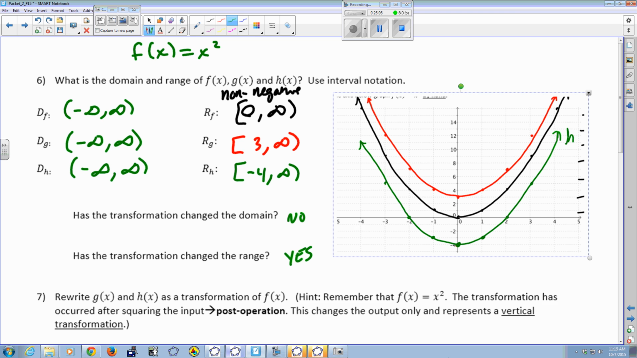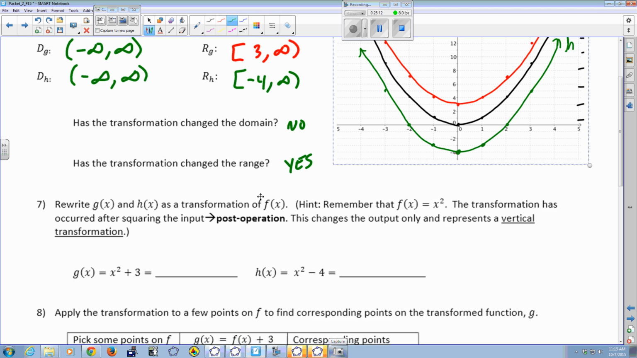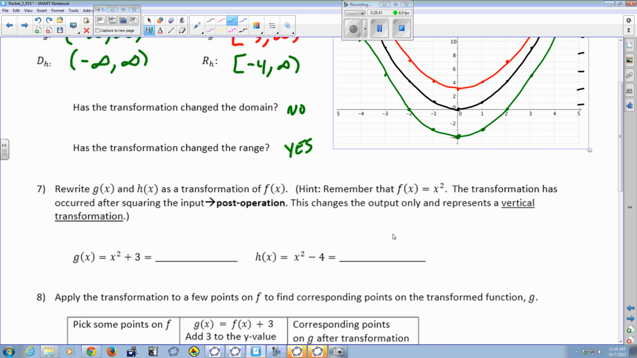So let's look at something I've already done already. Rewrite g of x and h of x as a transformation of f of x. Now we've seen the transformation visually with the graphs. Now we want to see how we represent these transformations algebraically. So hint, remember f of x is x squared. The transformation that has occurred in each of these two pictures, the red graph and the green graph, happened after we squared the input. That's called post-operation. This changes the output only and represents a vertical transformation.